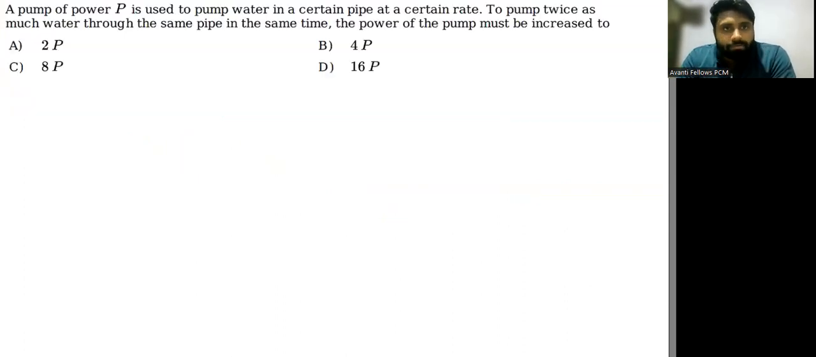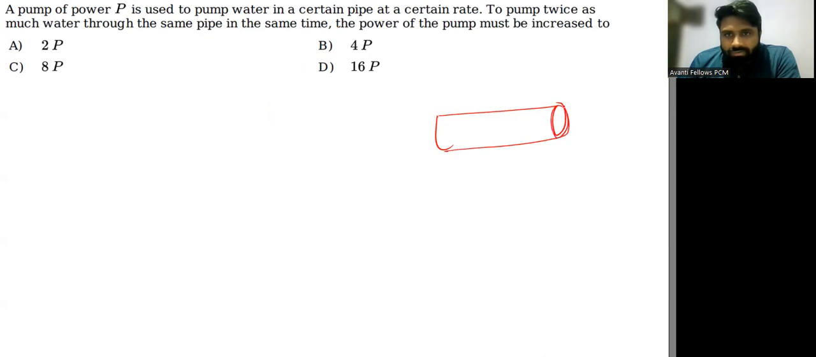Now, a pump of power P is used to pump water in a certain pipe at a certain rate. The pump pumps twice as much water through the same pipe in the same time. To pump twice as much water through the same pipe in the same time, the power of the pump must be increased to what? So there is a pump which is pumping the water in a particular pipe, and let's say this is the pipe.